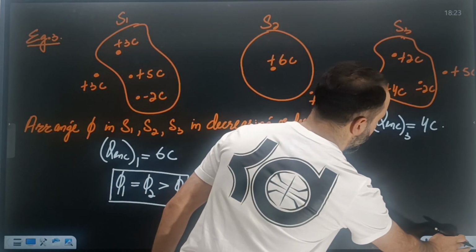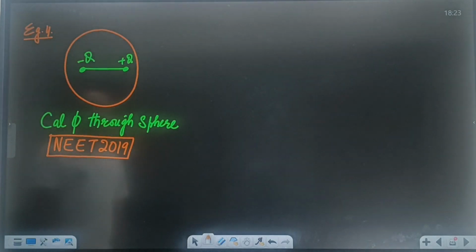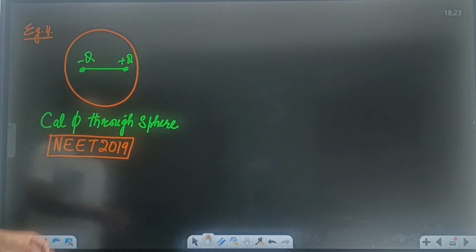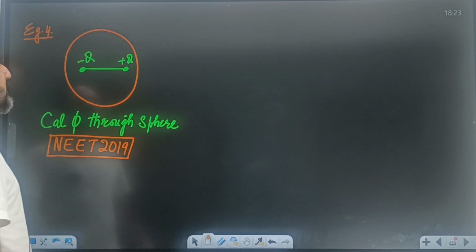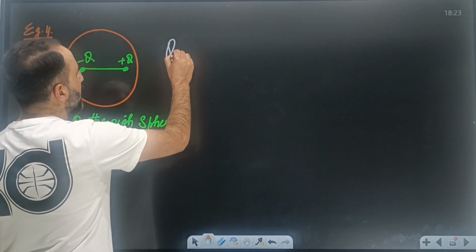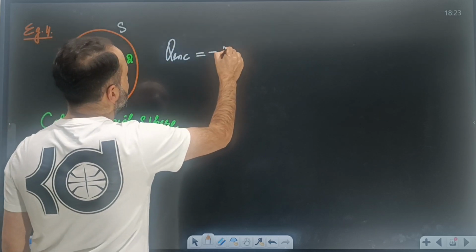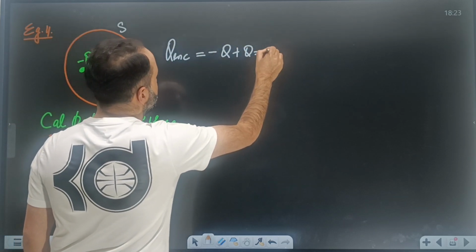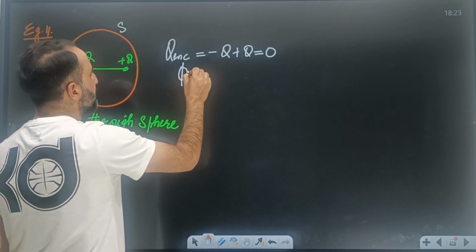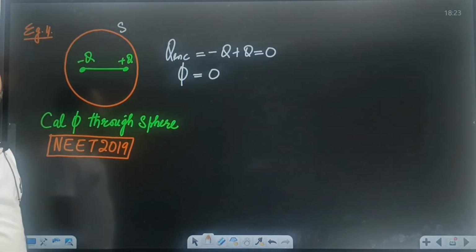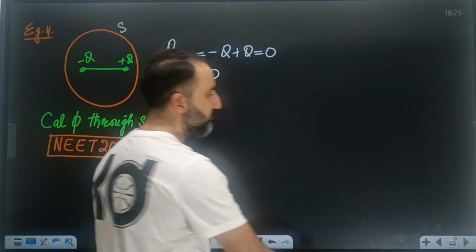Okay, moving ahead. Look, beta, another question, a NEET 2019 question. Calculate the flux through the surface. This is a dipole which is placed inside. What is the net charge of the dipole? What is Q enclosed inside this Gaussian surface? The Q enclosed is minus Q plus Q, which is 0. The flux through the surface will be absolutely equal to 0. So the flux will be equal to 0 through the surface.